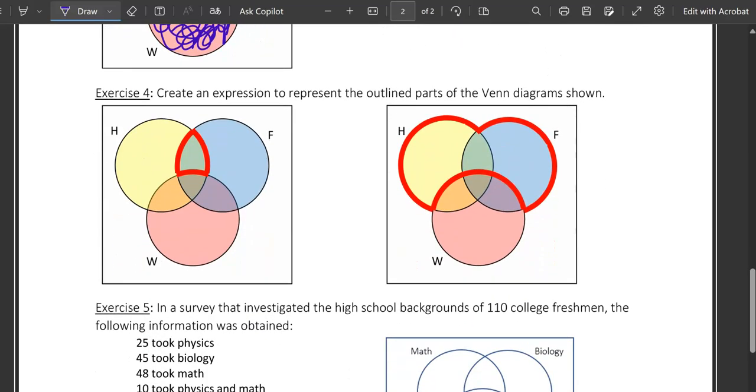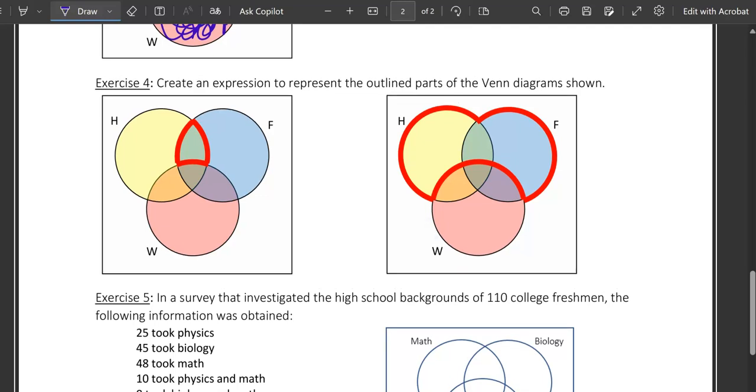Okay. And then if we take a look at the next one, and I could get stuck on these, I'll pause and think about it and come back to the video. Create an expression to represent the outlined parts of the Venn diagram. So we're looking at that little piece there. That would be hard to get. I can tell you right now that what I did in blue would be H intersect with F, wouldn't it? Right there where I did my blue.